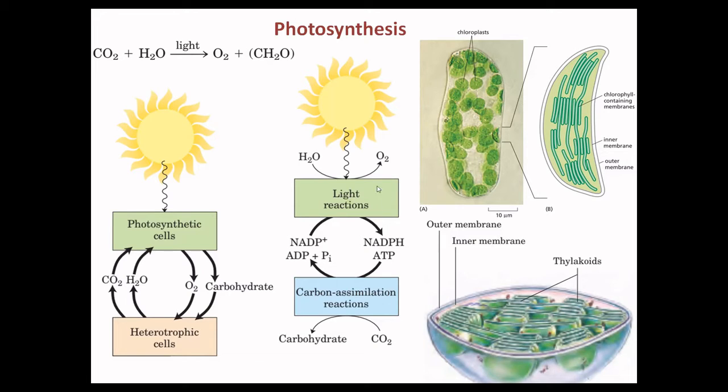So in the light reaction, in the presence of the light, energy is trapped in the form of reducing substances like the NADPH and the ATP, and this chemical energy is used in fixing carbon dioxide to prepare the carbohydrate. That is called the carbon assimilation reactions.